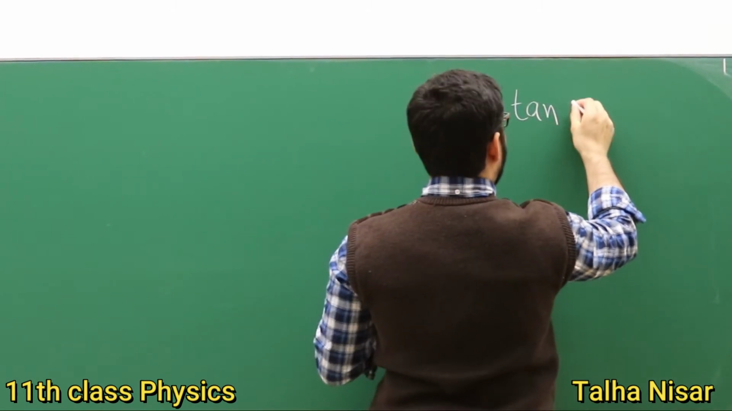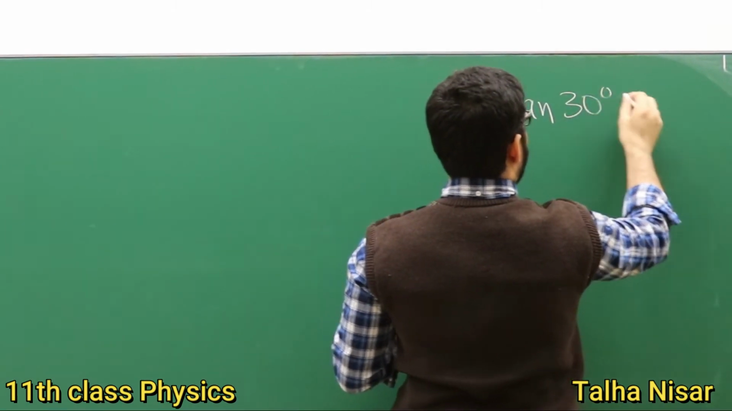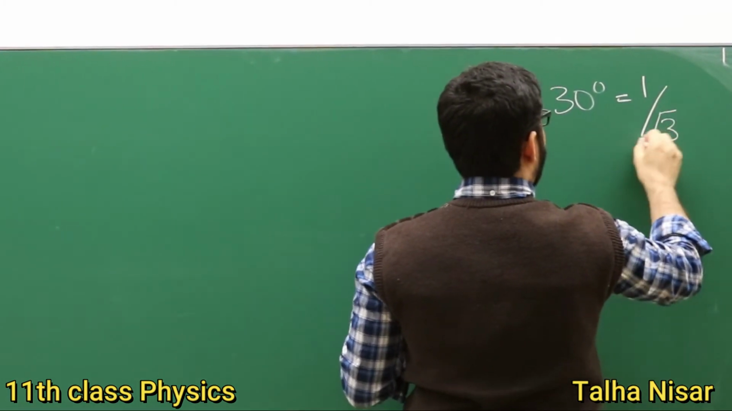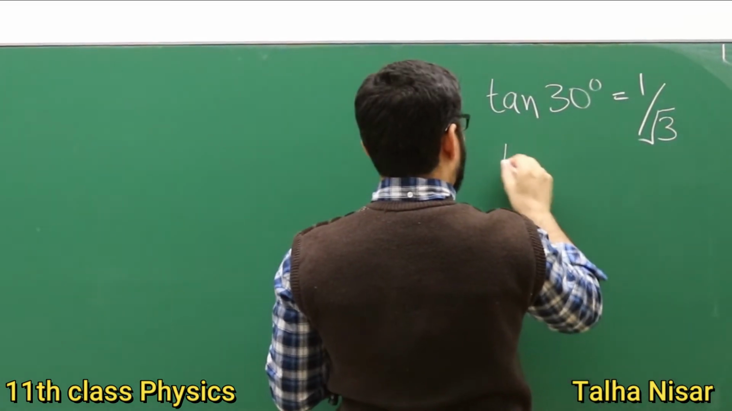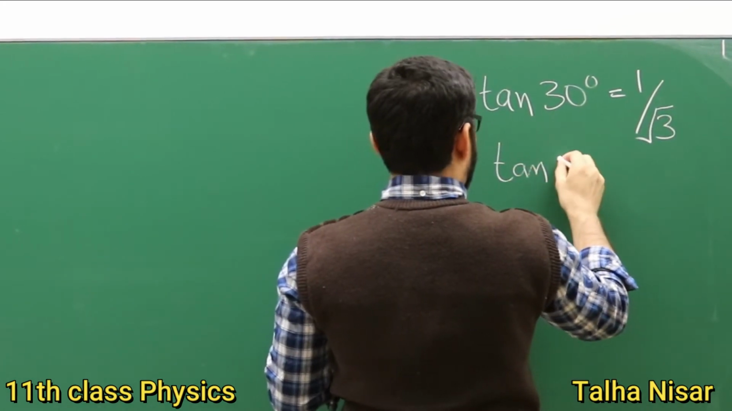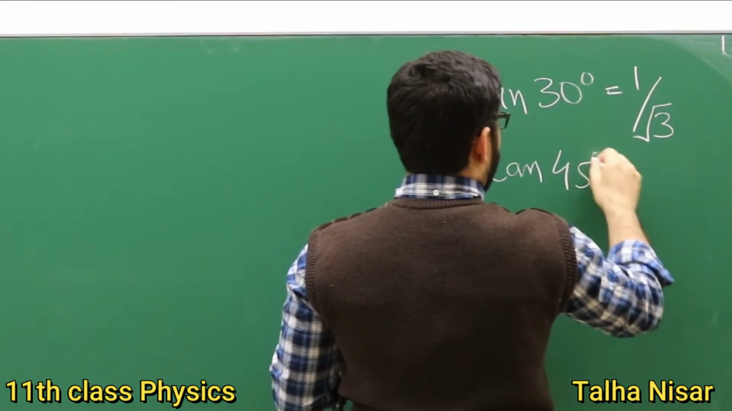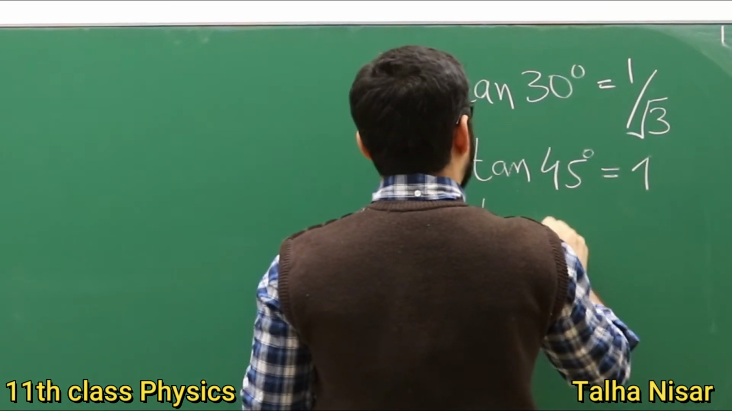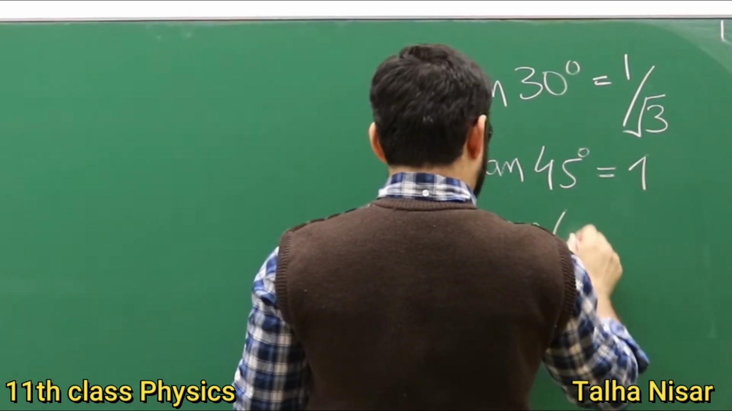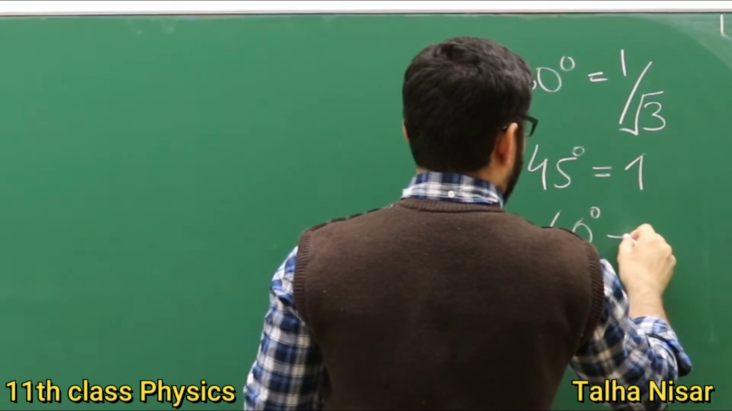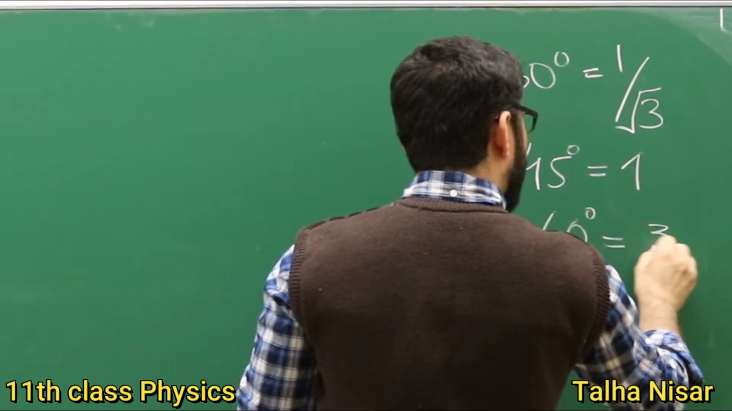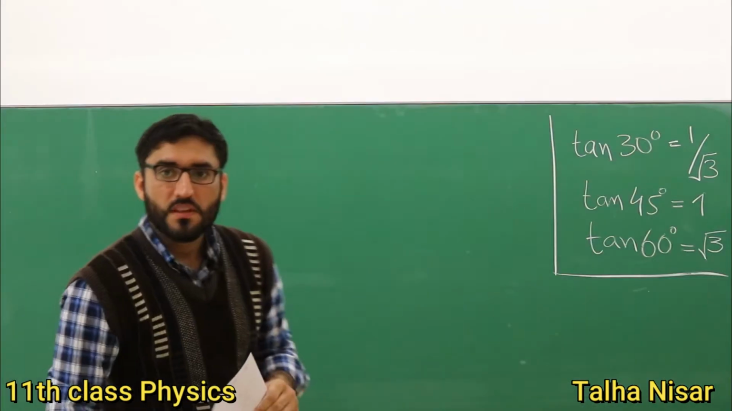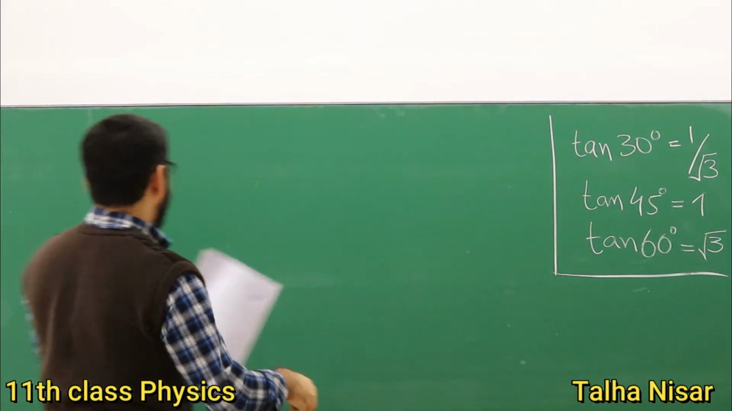Tangent of 30 is equal to 1 by root 3, tangent of 45 is equal to 1, and tangent of 60 degrees is equal to root 3. So now we take another example.